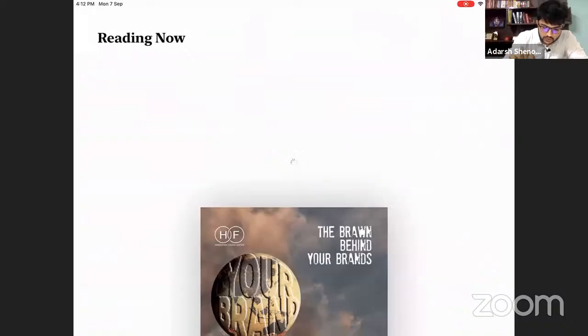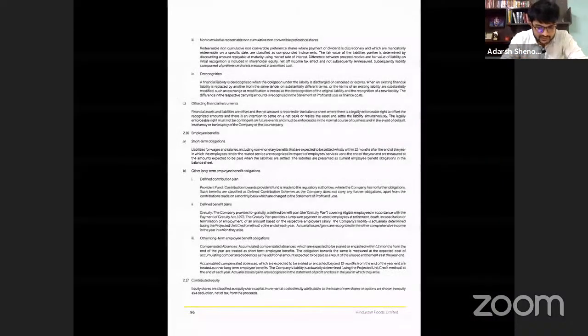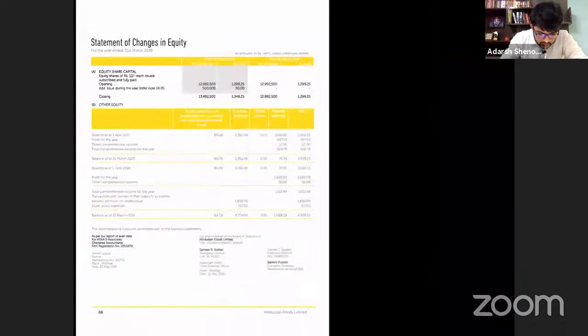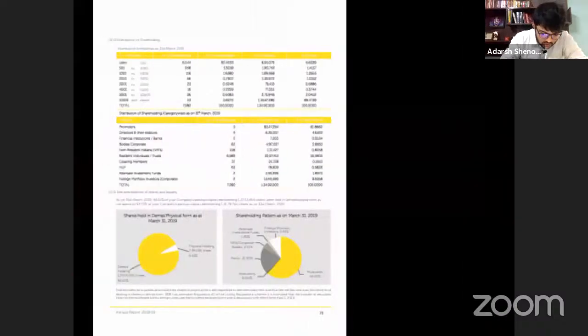I don't remember. Okay, I'm not sure. I was reading this. I've been reading these financial statements for some time. So I'll come back to this financial statement only. This is known as a job work agent. Okay. This company is Hindustan Foods Limited.